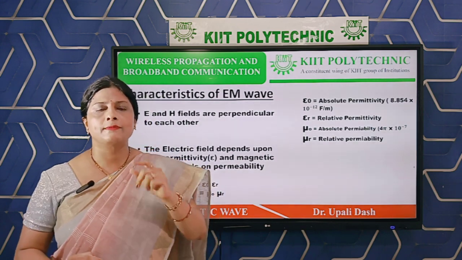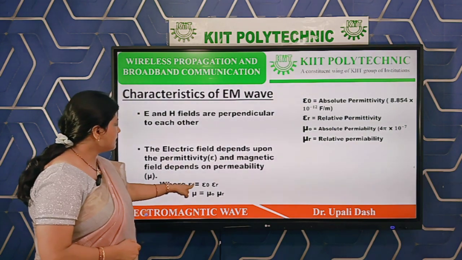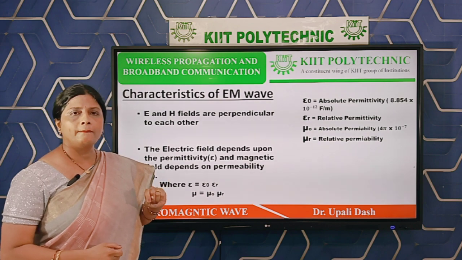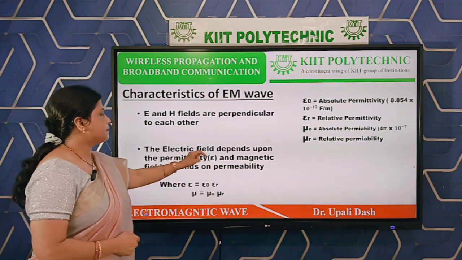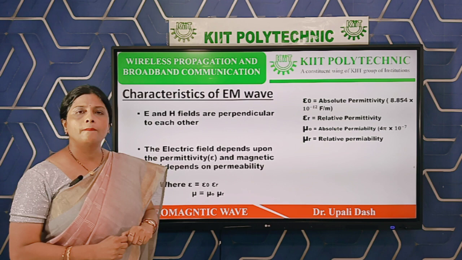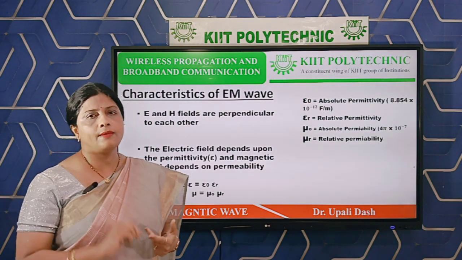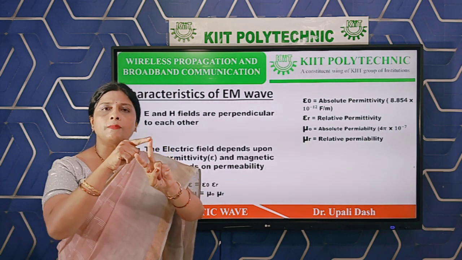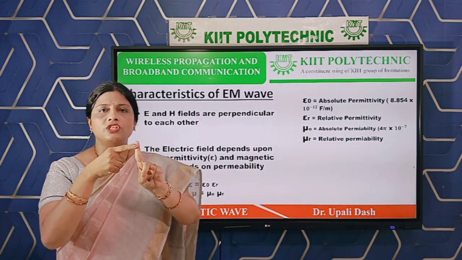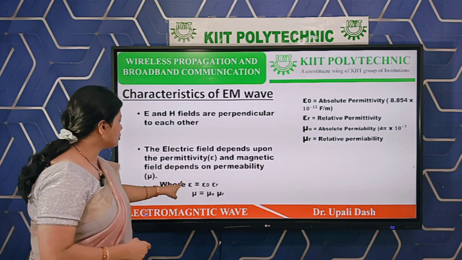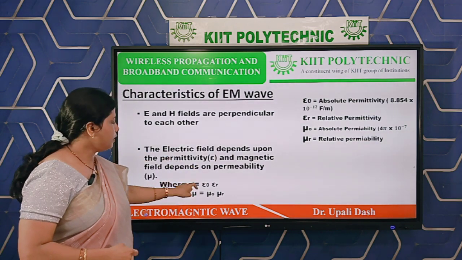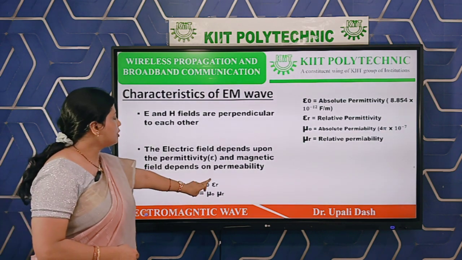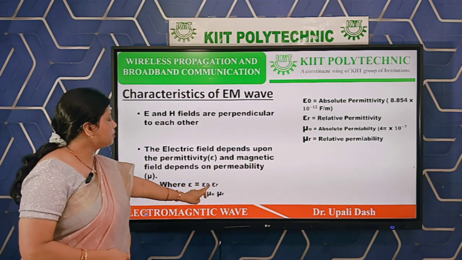That we represent by epsilon. You can see epsilon is epsilon 0 and epsilon r. Electric field depends upon the permittivity, that is epsilon. And magnetic field depends upon permeability. As we have two fields in EM wave, E and H, E depends upon permittivity and H depends upon permeability. So epsilon for electric field and mu for magnetic field. Epsilon is equal to epsilon 0 into epsilon r, mu is equal to mu 0 into mu r.